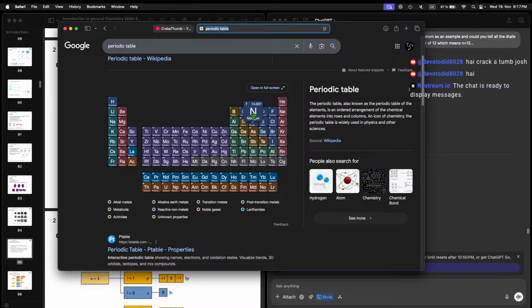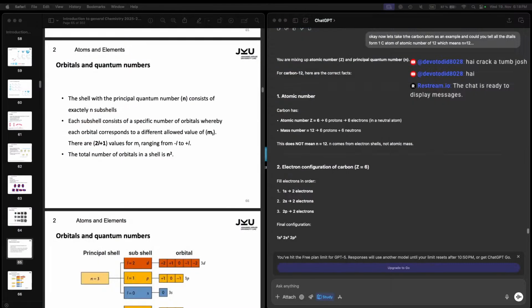What about nitrogen? Oh, I got it, I got it. I understand. So we are considering the atomic number and we're distributing the atomic number. Atomic number shows the number of electrons.